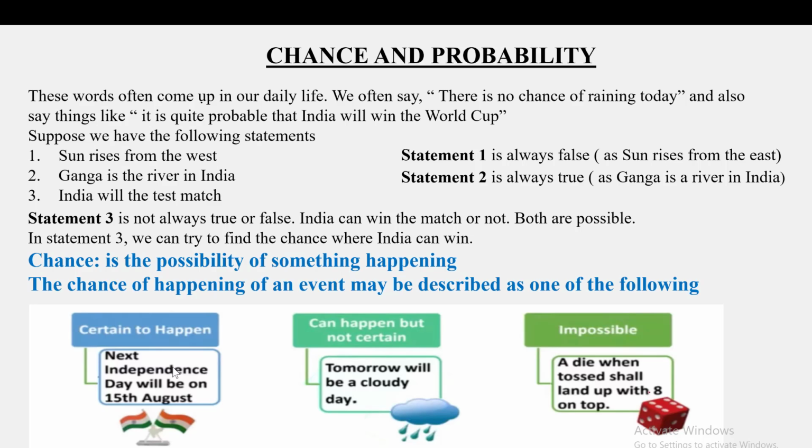Another example: tomorrow will be a cloudy day. It may or may not be, so it can happen but is not essential. Another example: a die when tossed lands with an egg on top. A die is six-sided, and an egg on top is not at all possible, so we call this an impossible event. So I repeat, chance is nothing but the possibility of something happening.